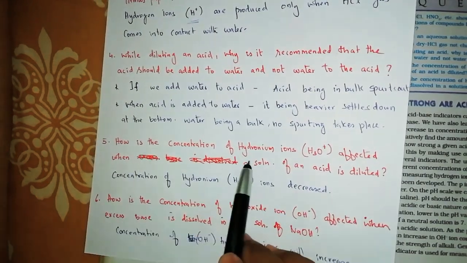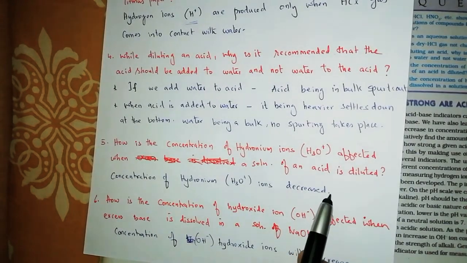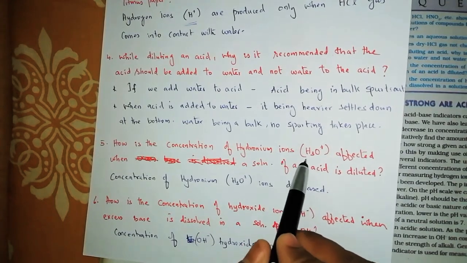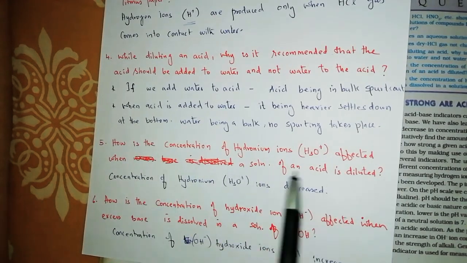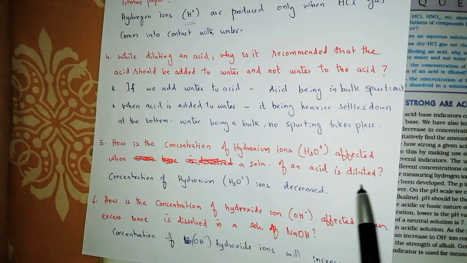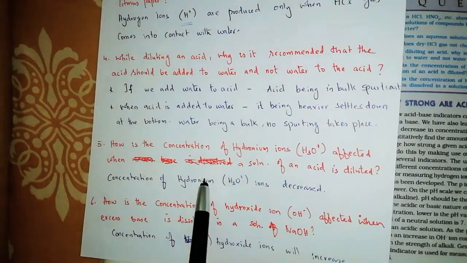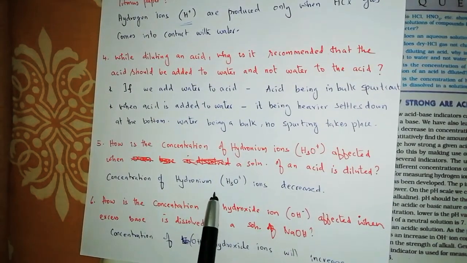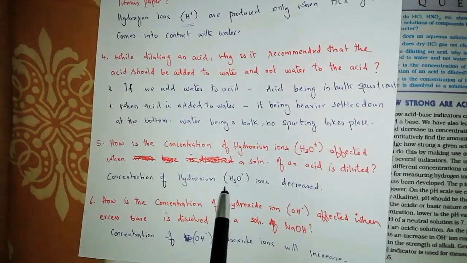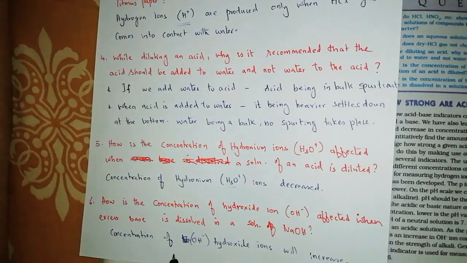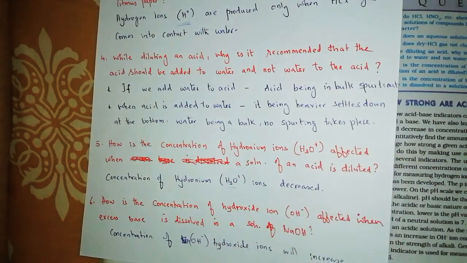Next, how is the concentration of hydronium ions affected when a solution of an acid is diluted? If it is a strong acid, it has H plus ions. If I keep on adding water into this solution, or adding acid into the water continuously, the concentration of these H plus ions or H3O plus ions decreases. After it is diluted, you can even keep your finger inside it and nothing happens, because it is diluted.